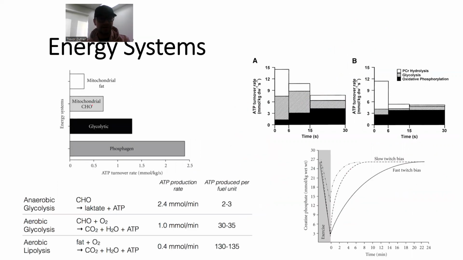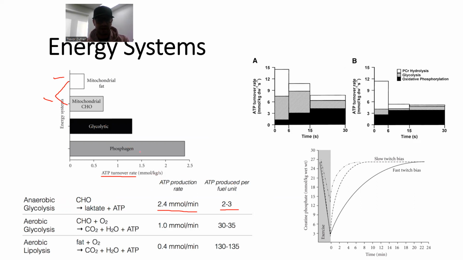So we look at our energy systems here. We have mitochondrial fat, mitochondrial carbohydrate. So these would both be the oxidative system. This is just starting with lipolysis. This is starting with glycolysis right here. This is the glycolytic system, and this is the phosphagen system. So the average ATP turnover rate, how much ATP you can make per kilogram per second. As we see here, anaerobic glycolysis, ATP produced per fuel unit. So we see it is much less efficient, but its production rate is much faster, okay?